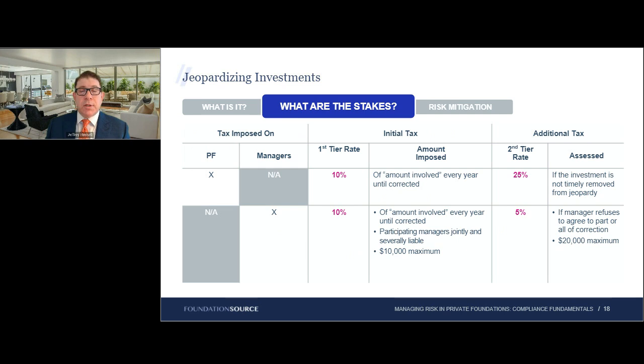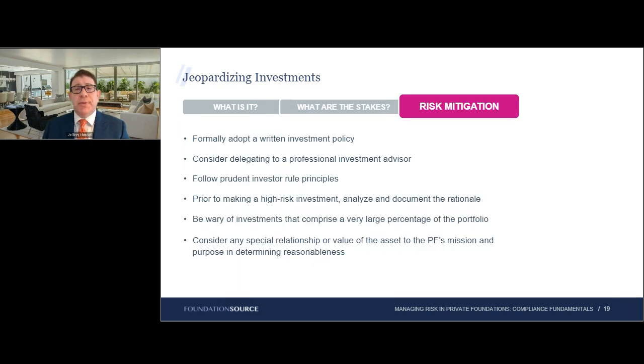We see here that there is a first-tier tax for both the foundation and the managers, but the manager tax applies only if the manager willfully made the investment, knowing that it constituted a jeopardizing investment. Now, to avoid the possibility of making a jeopardizing investment, foundation managers should be sure to follow the prudent investor rules. And if they're not familiar with those rules, they may delegate to a professional investment advisor. Also, an advisor may help the foundation draft a formal investment policy if the foundation's managers lack the experience to draft one on their own.